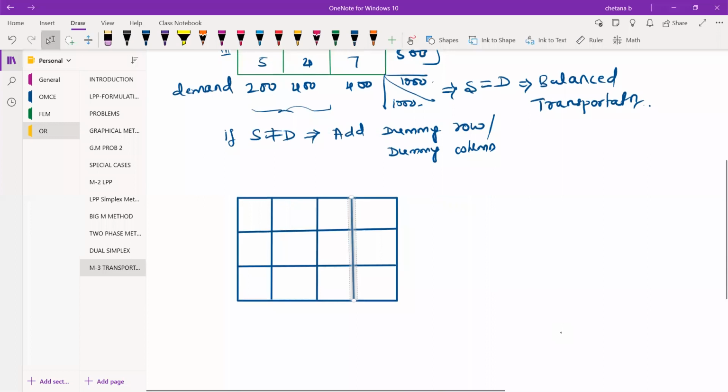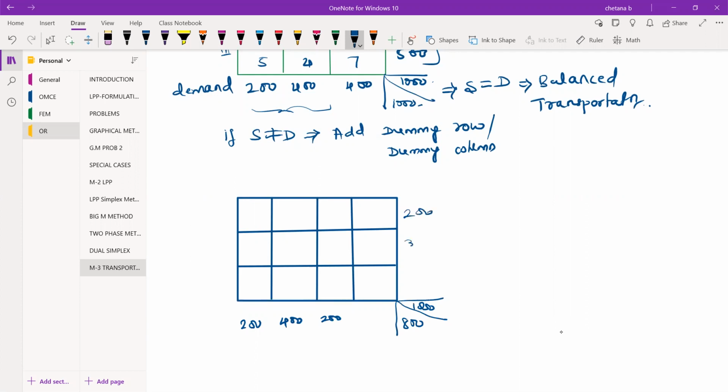What I was talking about is, say for example, instead of 400 you have 200. That is, the demand is 800 for the same problem and the supply is 1000. That is, supply for the first is 200, 300 and 500. First source, second source, third source, destinations A, B, C.